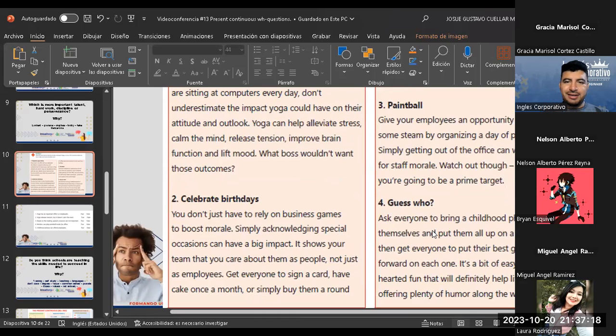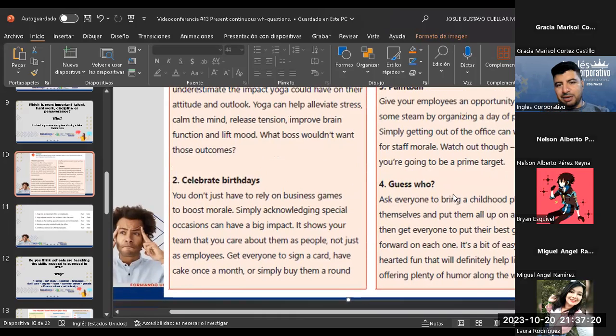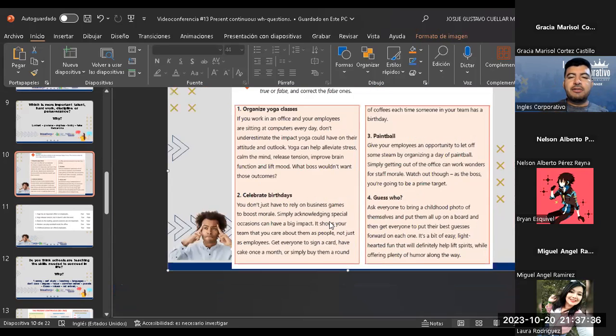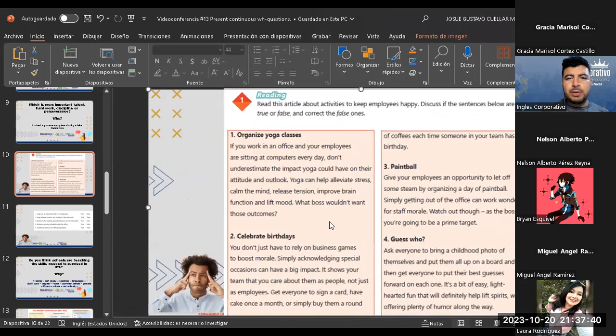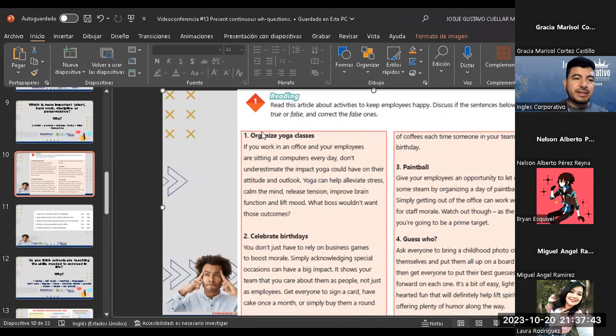El jefe será el blanco principal. Guess who, adivina quién. Childhood photo, ¿verdad? Traen una foto de la niñez. So they're going to put it on the board, lo ponen en la pared, right? And guess, y se adivina. So that's it. There are 4 activities related to improve, para mejorar, the environment, el ambiente.